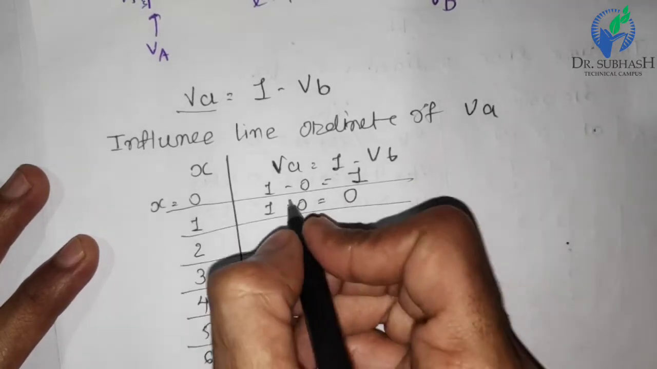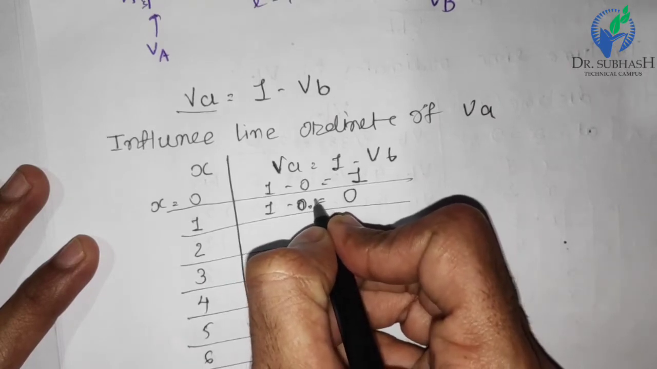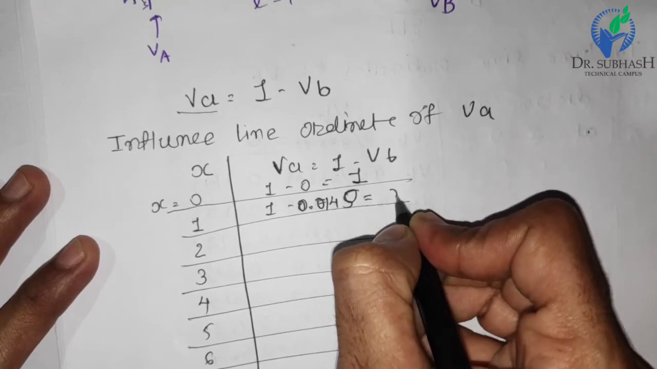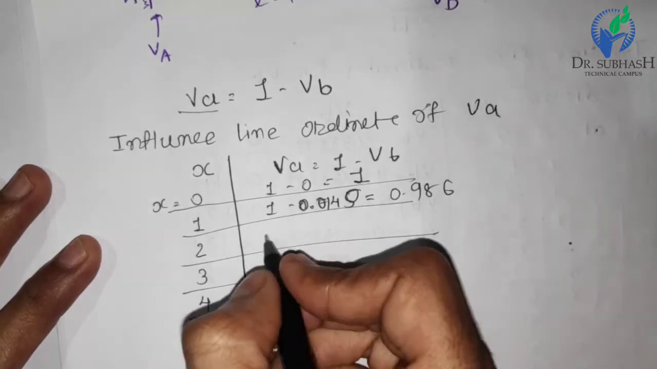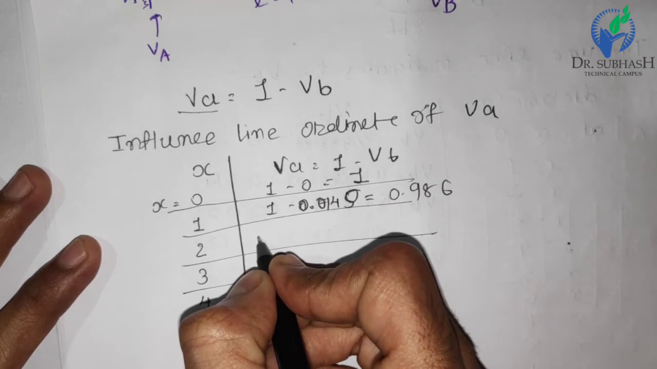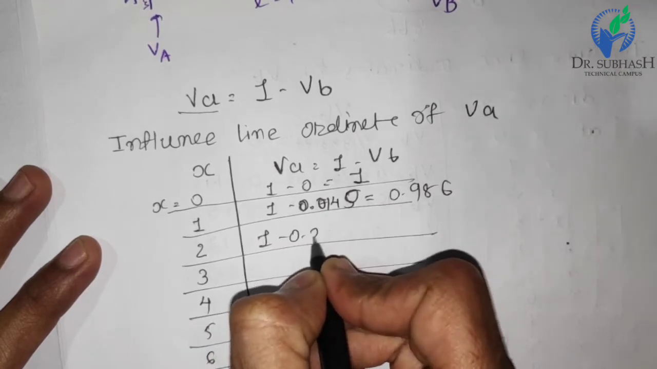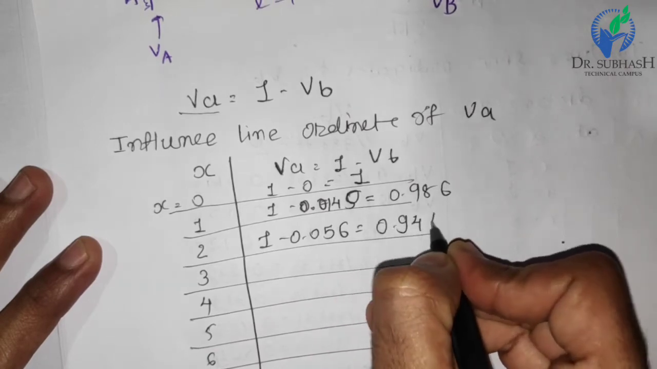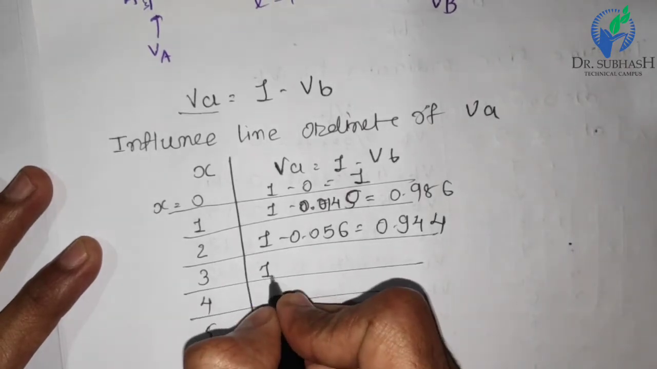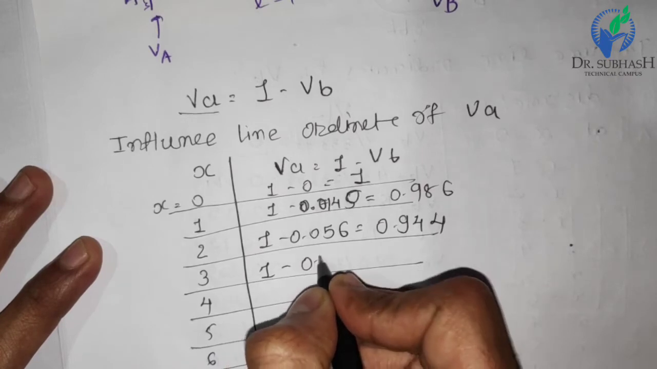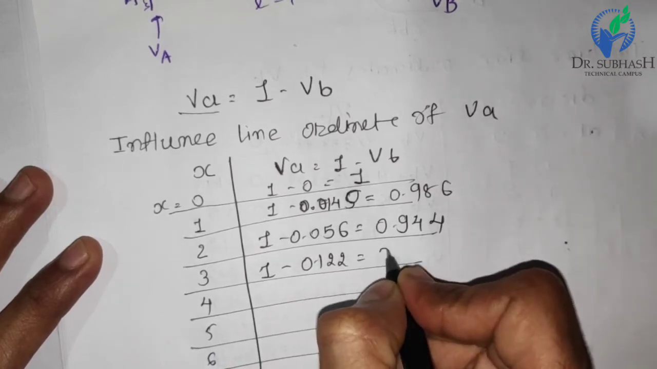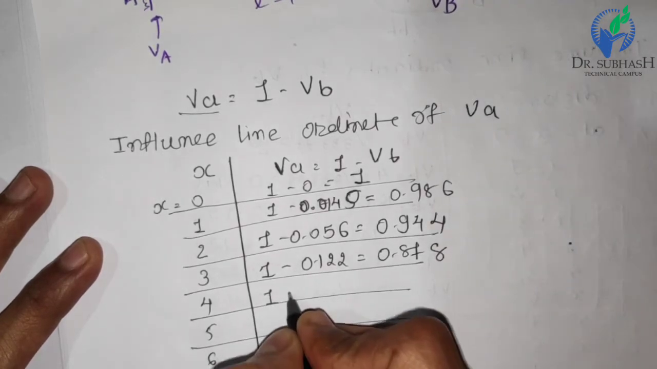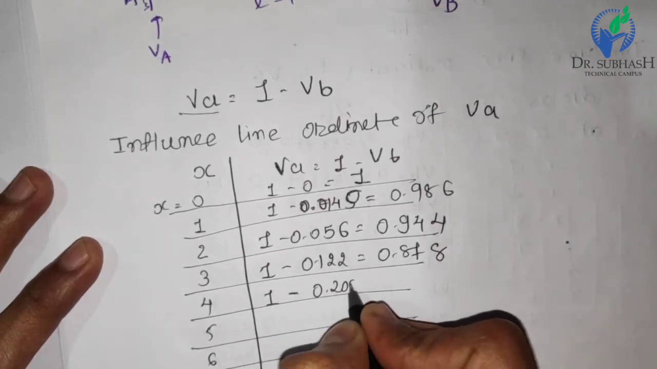Now when x is equal to 1, 1 minus 0.0145, so your answer is 0.986. Then at 2, VB is equal to 0.056, then our answer is 0.944. Then x is equal to 3, our VB ordinate is 0.122, then our answer is 0.878. Then at x equal to 4, our answer is 0.208 for VB.